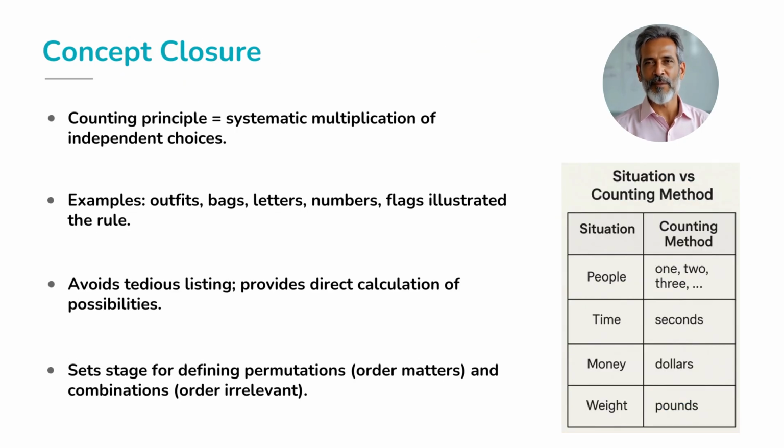So, to wrap it up, today we saw how mathematics can make counting effortless. From suitcase locks and school outfits to words, digits, and even colorful flags, the multiplication principle showed us the way. Instead of listing hundreds of options, we just multiplied choices step by step. This principle sets the stage for two powerful tools, permutations, where the order of arrangement is crucial, and combinations, where order is irrelevant. And that, my friends, is the exciting beginning of our journey into permutations and combinations.